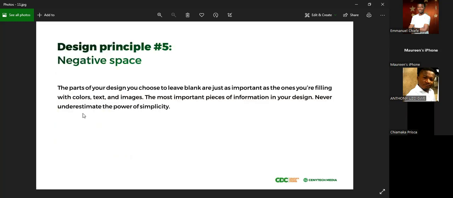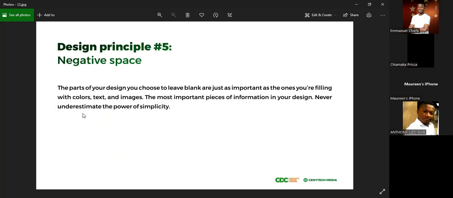And then the fifth design principle is called negative space. The parts of your design that you choose to leave blank are just as important as the ones you are filling with colors, text, and images. They highlight the most important pieces of information in your design. Never underestimate the power of simplicity.